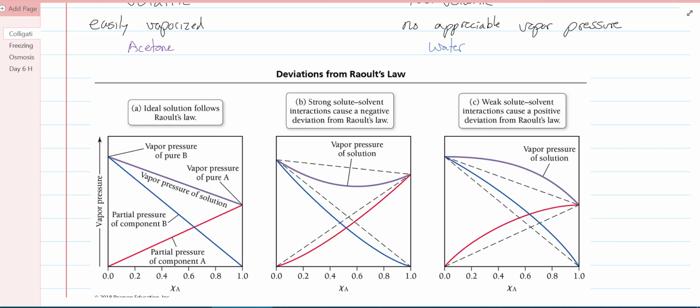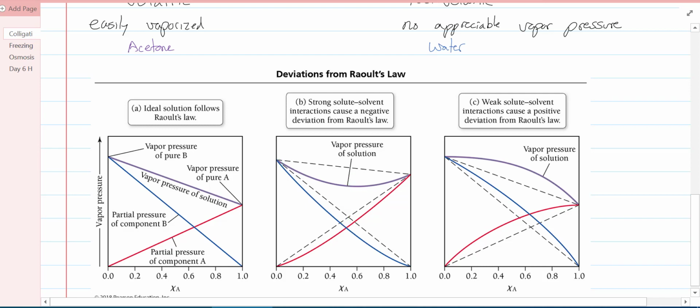What actually happens is that if we have strong solute-solvent interactions, okay, right? So that means the intermolecular forces are strong, like you add something that hydrogen bonds to water, and water likes it a lot. Near the dilute points, where I'm almost all A or almost all B, it's close to predicted. But in the middle, it's way off. I mean, that's a huge deviation.